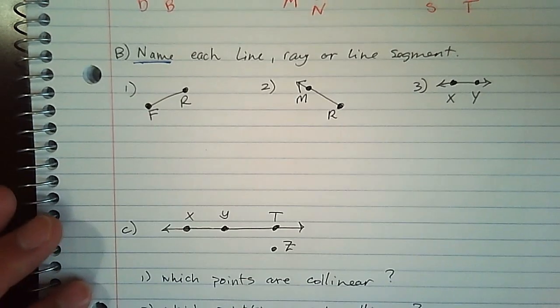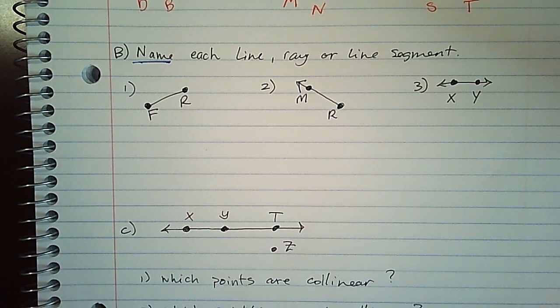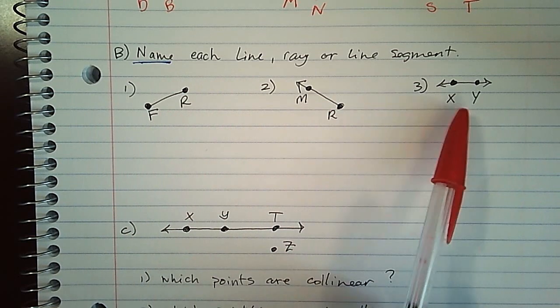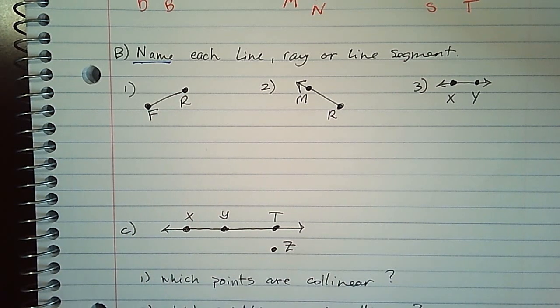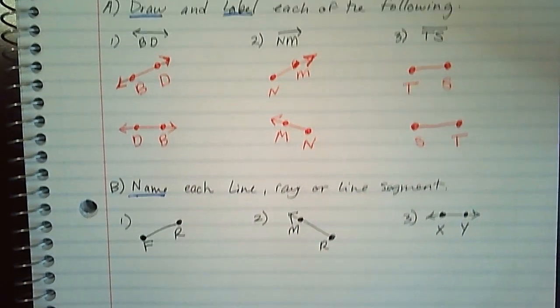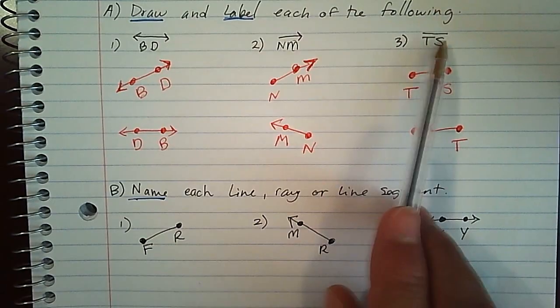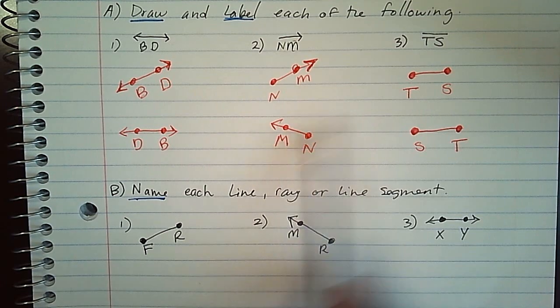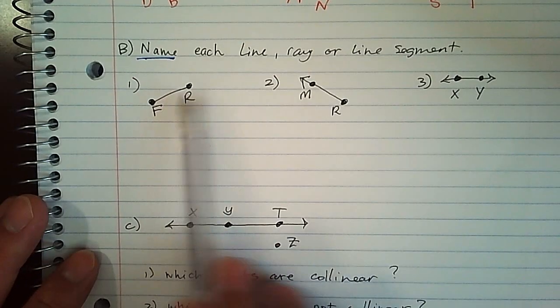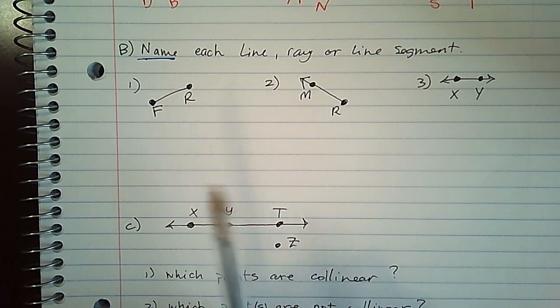Let me go down a little. So this is the next example. It says name each line, ray, or line segment. So here they have them drawn out, and then we're just going to name them. And naming them, it's super easy. These are the names, and these are the drawings, right? So for B, these are the drawings, and then we're going to name them.